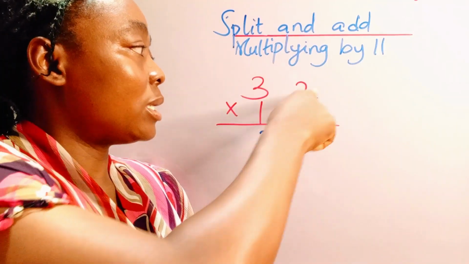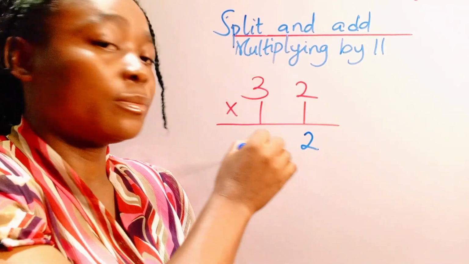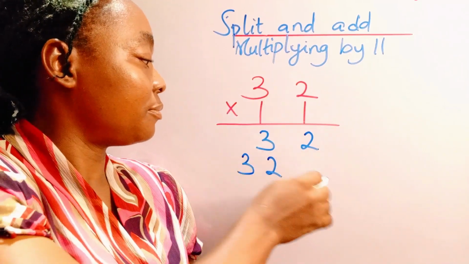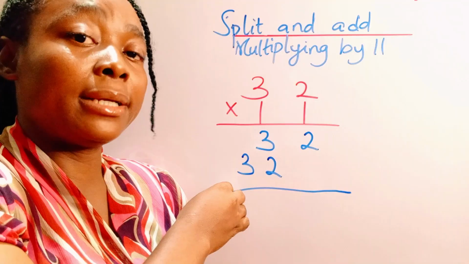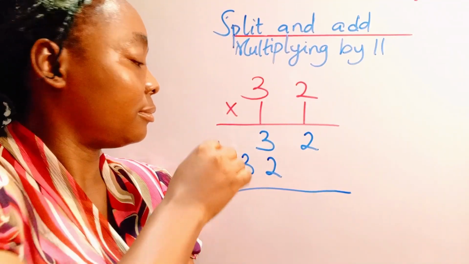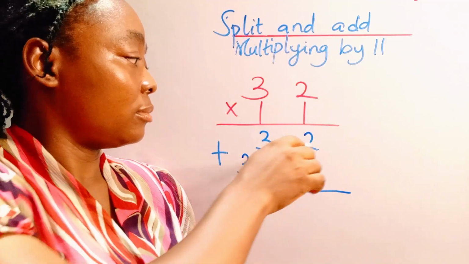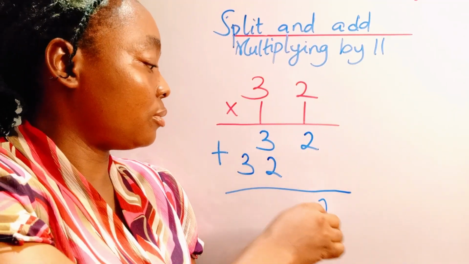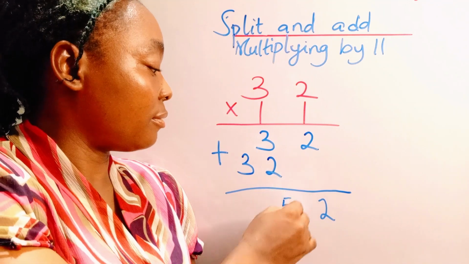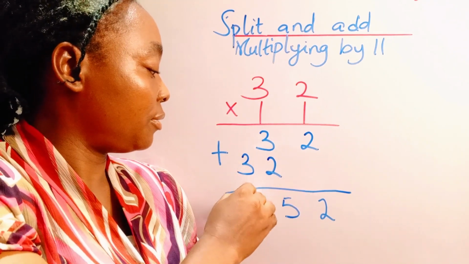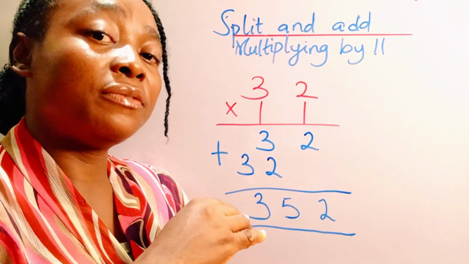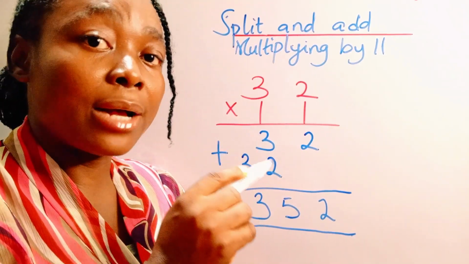Now let's go. 1 times 2 is 2. 1 times 3 is 3. We are done multiplying. It's time to add up. 2, bring down the 2. 3 plus 2 is 5. Bring down our 3. So the answer is 352. That's our answer.